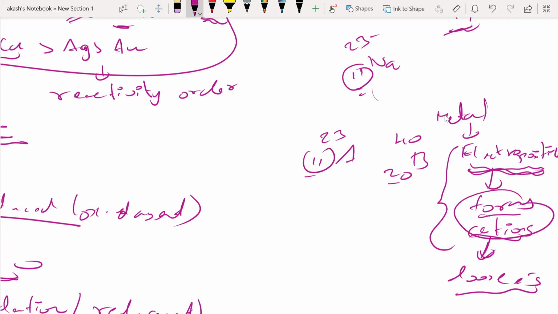Okay, so now I have 11. How will you write the configuration? 2, 8, 1. And how will you write the configuration here? 2, 8, 8, 2.